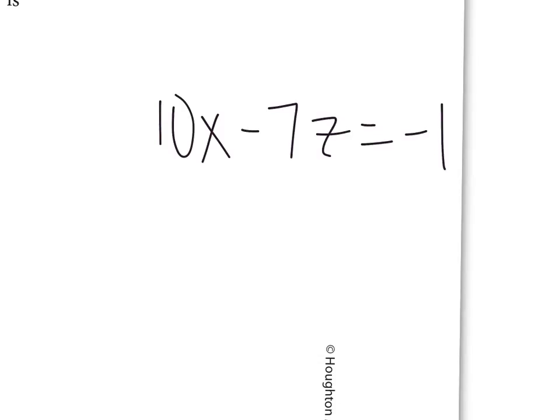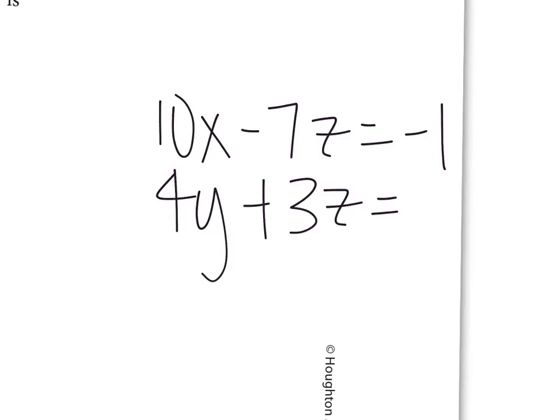Okay, so the first time we eliminated y. So let's suppose the second time we did some math and we eliminated x. Well, if I eliminate x, what 2 variables am I left with in my equation? Y and z. So then let's suppose that I end up with 4y plus 3z equals 4.